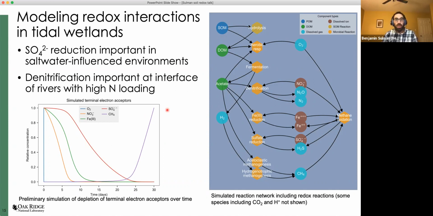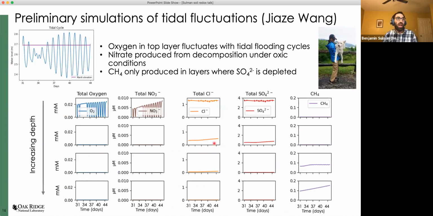So that was kind of a proof of concept. And what we have going on now, which is work that's mostly been done by Jiazhe Wang, who's a postdoc working with me on this project, is a simulation set up with a full tidal cycle where you can see the approximately twice a day high and low tide, and then superimposed on that we have these neap and spring tide cycles. So we have a really dynamic hydrology, which is also a combination of water level and saltwater versus freshwater influence.